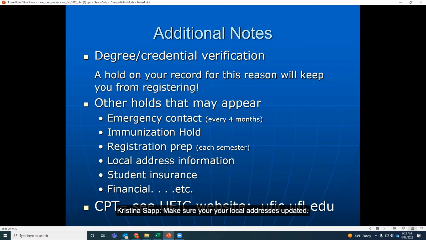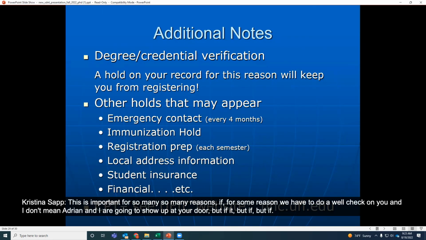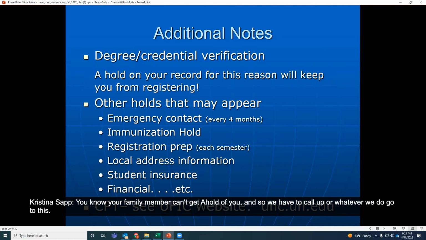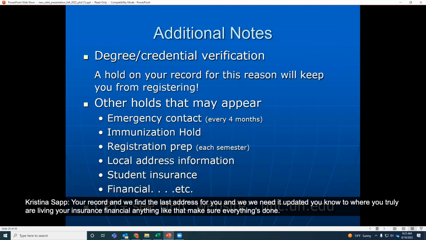Make sure your local address is updated. This is important for so many reasons. If for some reason we have to do a well check on you, and I don't mean Adrian and I are going to show up at your door, but if your family member can't get a hold of you, and so we have to call UPD or whatever, we go to your record and find the last address for you, and we need it updated to where you truly are living. Your insurance, financial, anything like that, make sure everything's done.